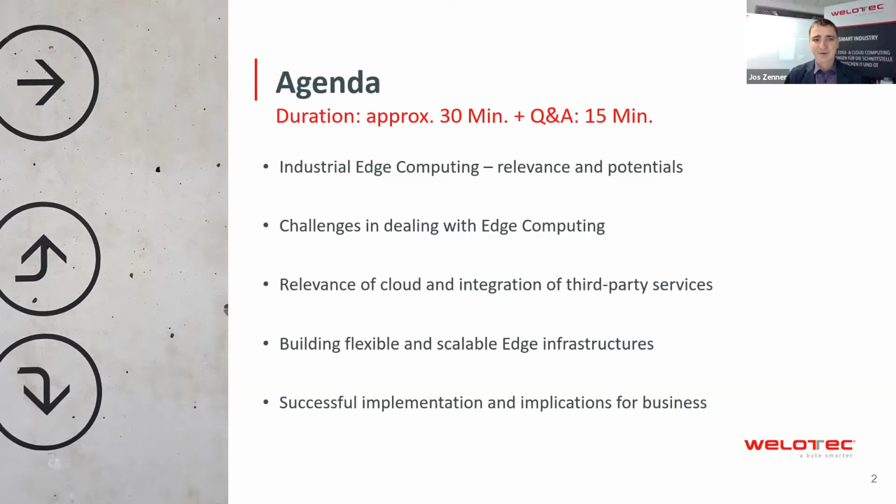Regarding the agenda, first we talk about general industrial edge computing, what kind of relevance it has, and also the potentials. Then we have a look at the challenges that you might face. Then we talk about the cloud integration and third-party services that are very important to get the full potential out of edge computing. And then at the end, we also look into the flexible and scalable edge infrastructure, so what you need to consider while doing larger scale rollouts, and also what kind of implications that has for your business.